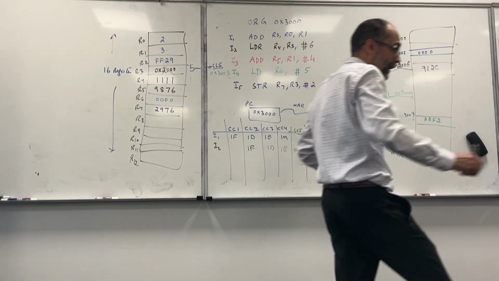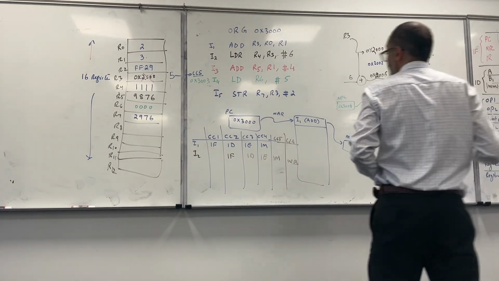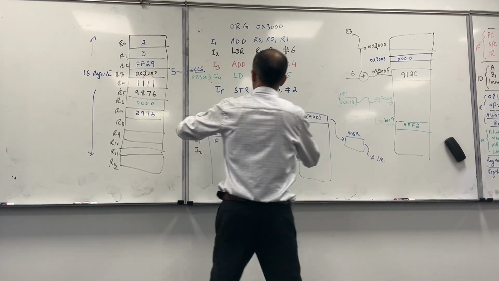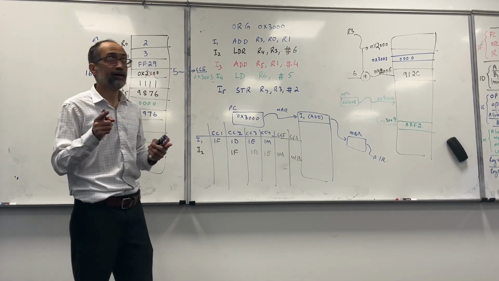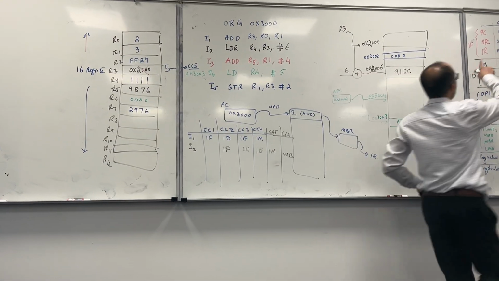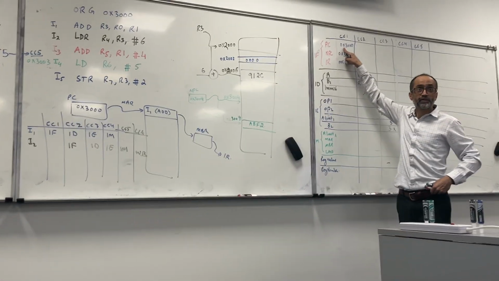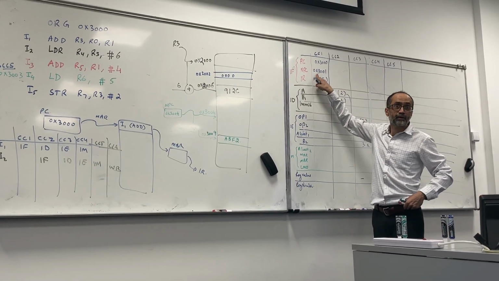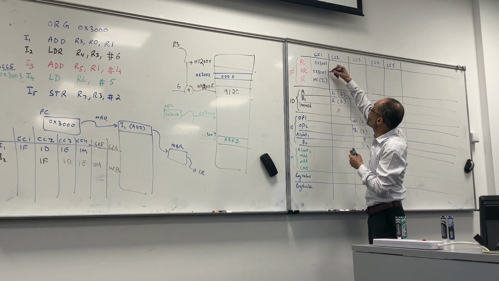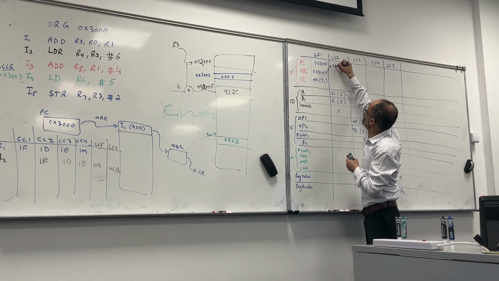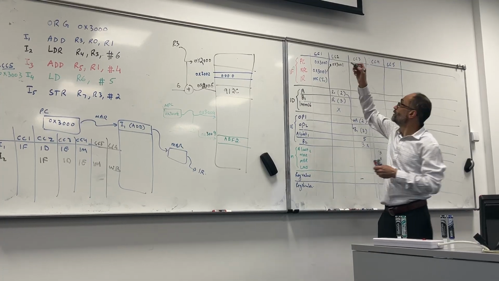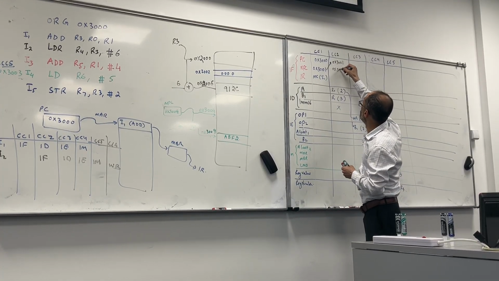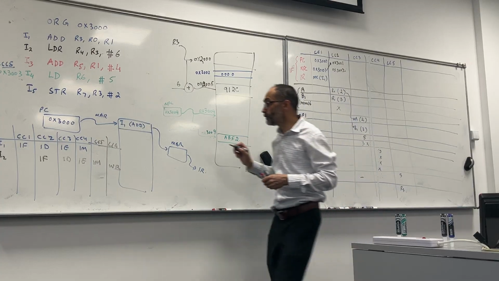We are now doing it for I2. Please remember, in the next clock cycle, what is the value of PC here? 3000. What is the value of NPC? 3001. What will be the value of PC in the next clock cycle? 3001. What will be the value of NPC? 0x3002. And now we have the second instruction.